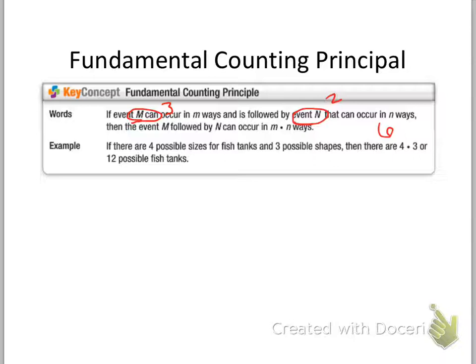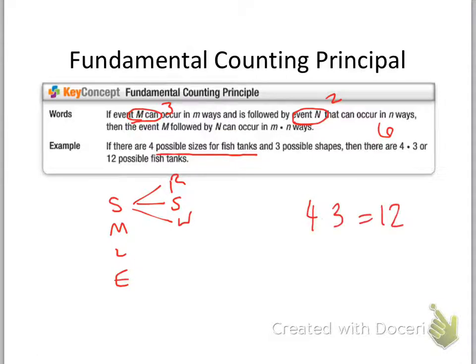Let's look at another example. So there's 4 possible sizes for fish tanks. So we could call it small, medium, large, and extra large. And 3 possible shapes. Round, square, and weird. So that means 4 times 3 would give us 12 possible fish tanks.